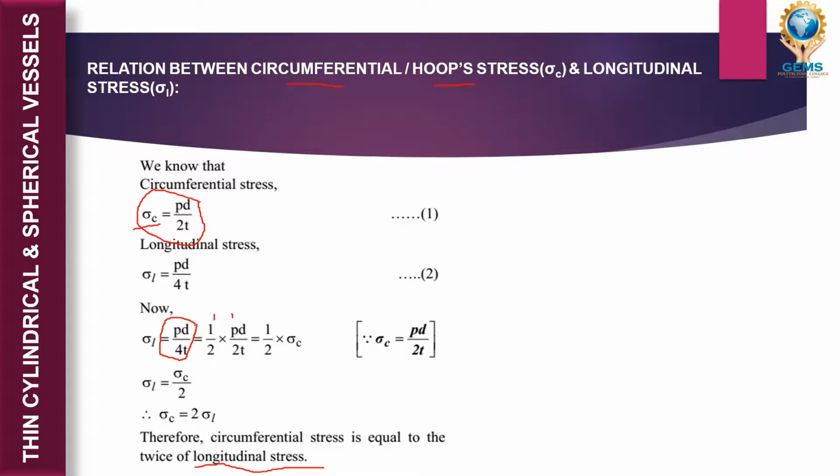Which formula? The circumferential stress formula. The second thing you have to remember is the longitudinal stress formula. If you remember these two formulas, then you can easily see the relation between circumferential stress and longitudinal stress. Because, as I told you, PD by 2T is nothing but sigma c. So finally we got the equation sigma c is equal to 2 into sigma s. That means circumferential stress is equal to twice the longitudinal stress.